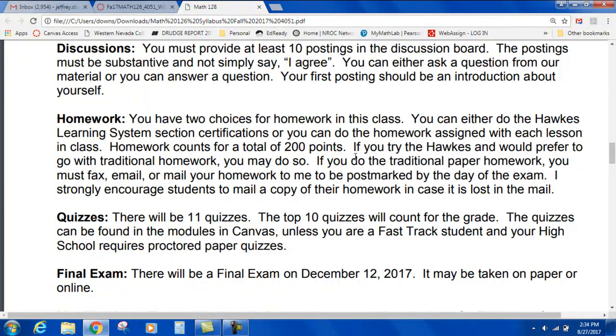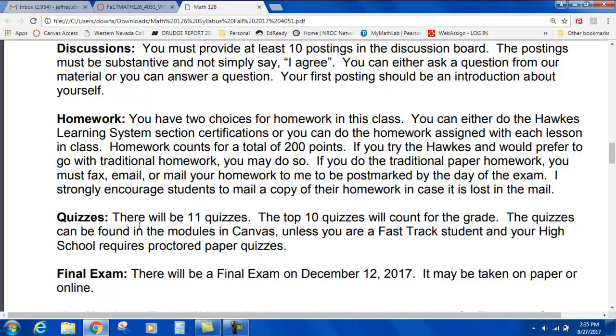If you do the traditional paper homework, you must fax, email, or mail it. I actually prefer you just upload it inside Canvas, but you have to get the homework to me somehow. And there are tools. One's called Tiny Scanner, and you can use your phone to take pictures, and it makes them in PDF, so it's very low memory usage, and you can upload that inside Canvas.